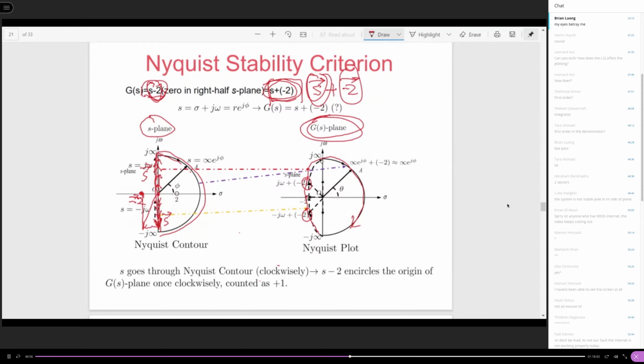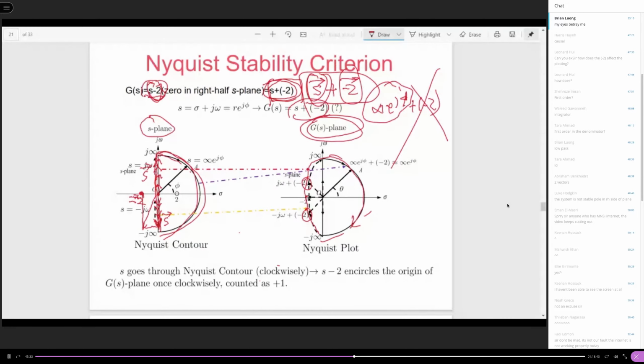Okay, this part is always equal to S plus minus 2, right? Now when S is on the semicircle, you're going to have infinity e to the j phi plus minus 2. Does the minus 2 matter? It does not matter. So it's a semicircle. The result, when you make this sum, is just equal to infinity e to the j phi. That's this semicircle.